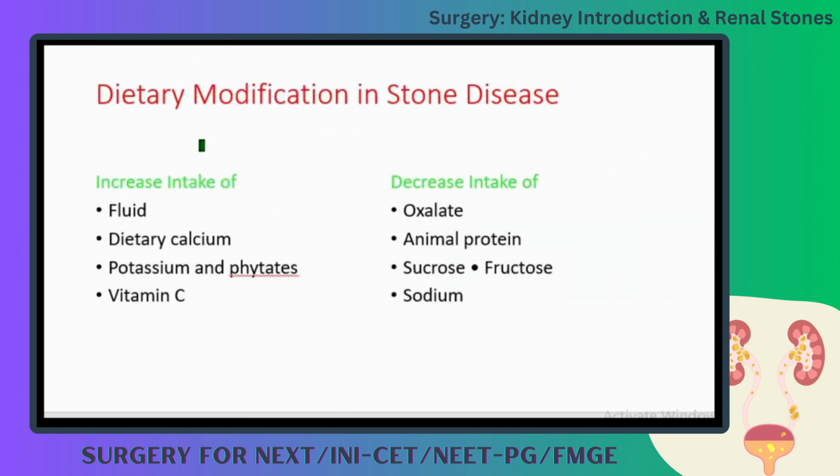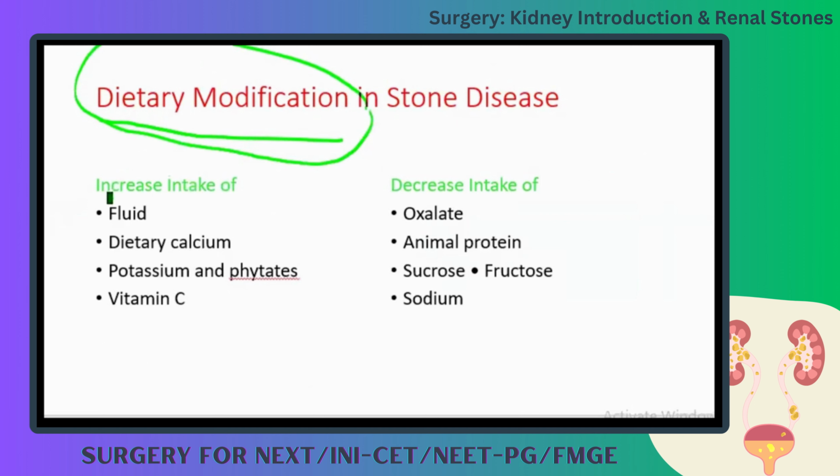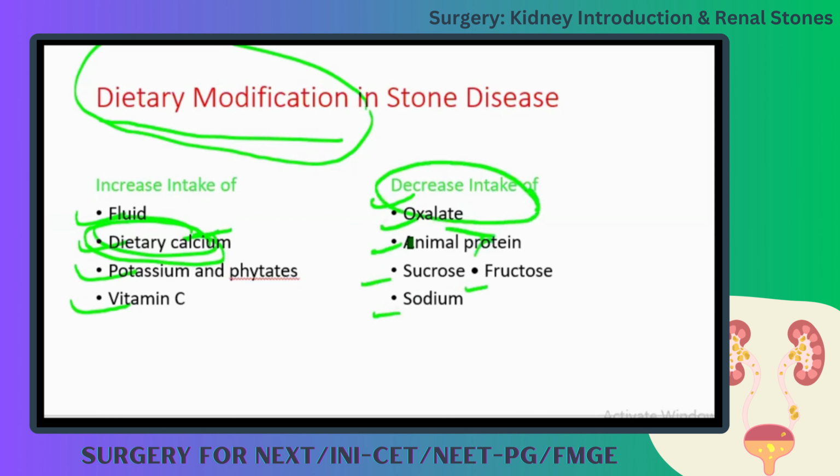So this is just dietary modifications in stone disease. Not important from exam point of view. Just increase intake of fluid to decrease supersaturation. Dietary calcium, potassium, phytates, vitamin C. Increase intake of dietary calcium, so that it will bind with oxalate and it will not crystallize. Whatever is available in our diet, we can consume that calcium, but we should not take calcium supplements. And decrease intake of oxalate, animal protein, sucrose, fructose, and sodium.